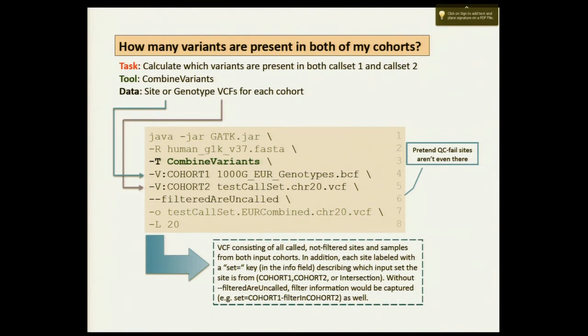In addition, combined variants automatically puts in a set key in the info field. And this key will tell you which of these 2 cohorts that particular site has come from. So it will say set equals cohort 1, set equals cohort 2, or set equals intersection for it's in both. And then you could, for instance, filter on that key via select variants again to find those sites that are unique to one in particular.